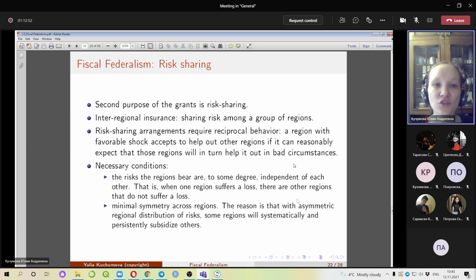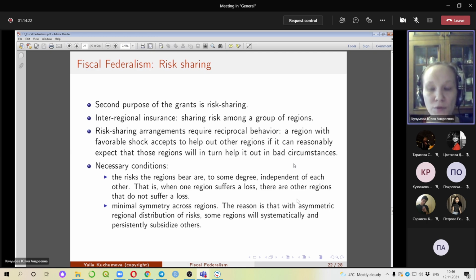But I want to focus on the second purpose of the transfers, which is risk sharing. It is this risk sharing that provides inter-regional insurance, which means sharing risk among a group of regions. But for this to be implemented, some arrangements are required.